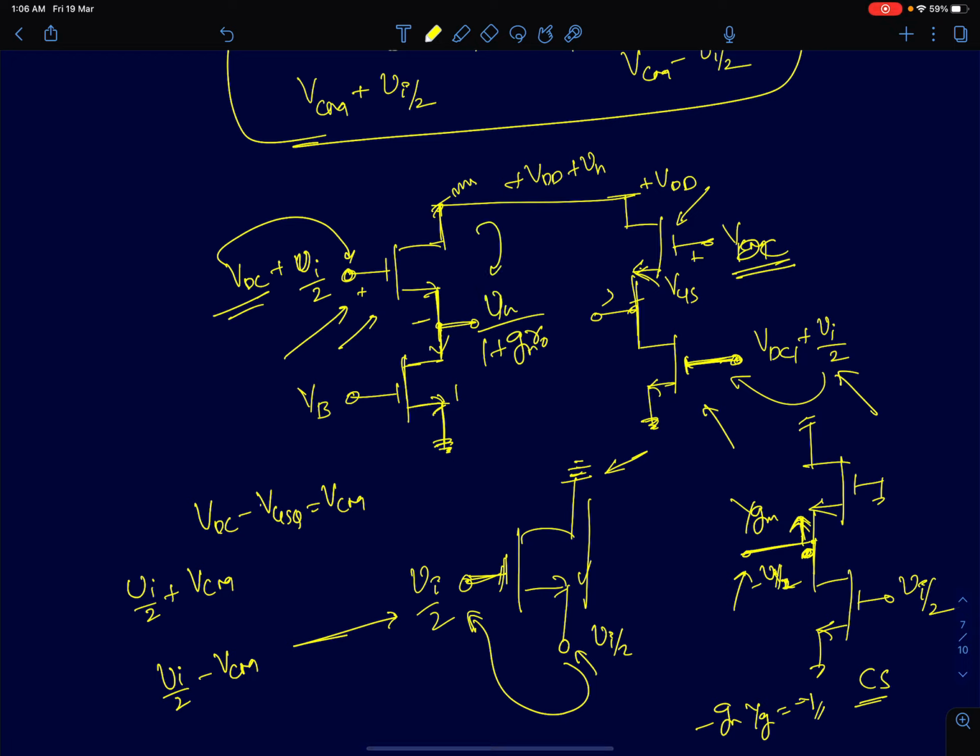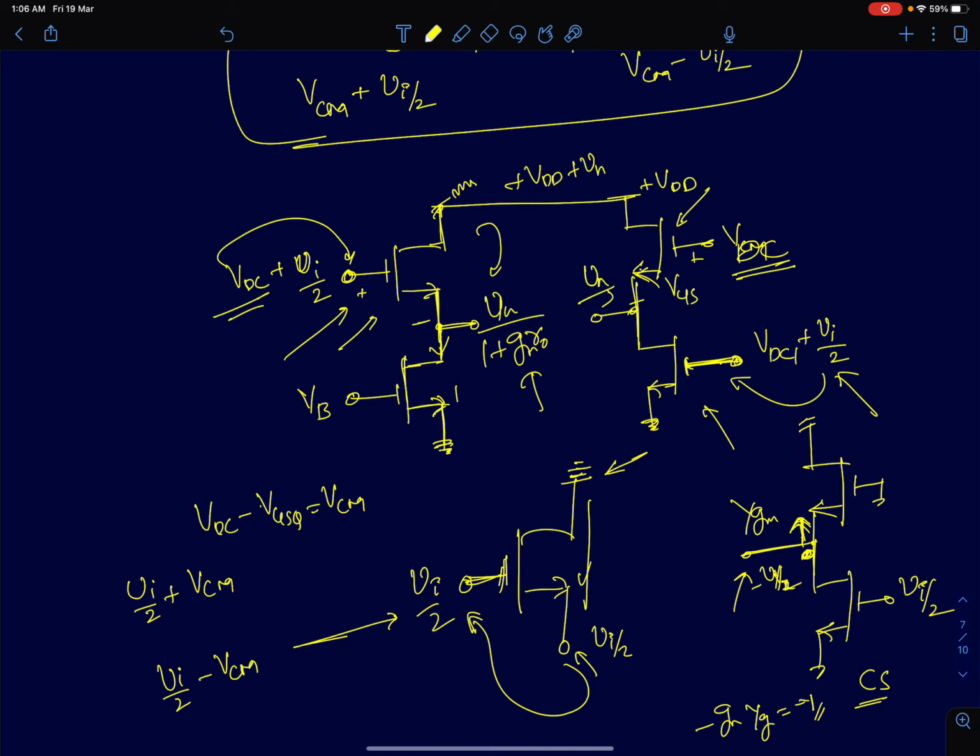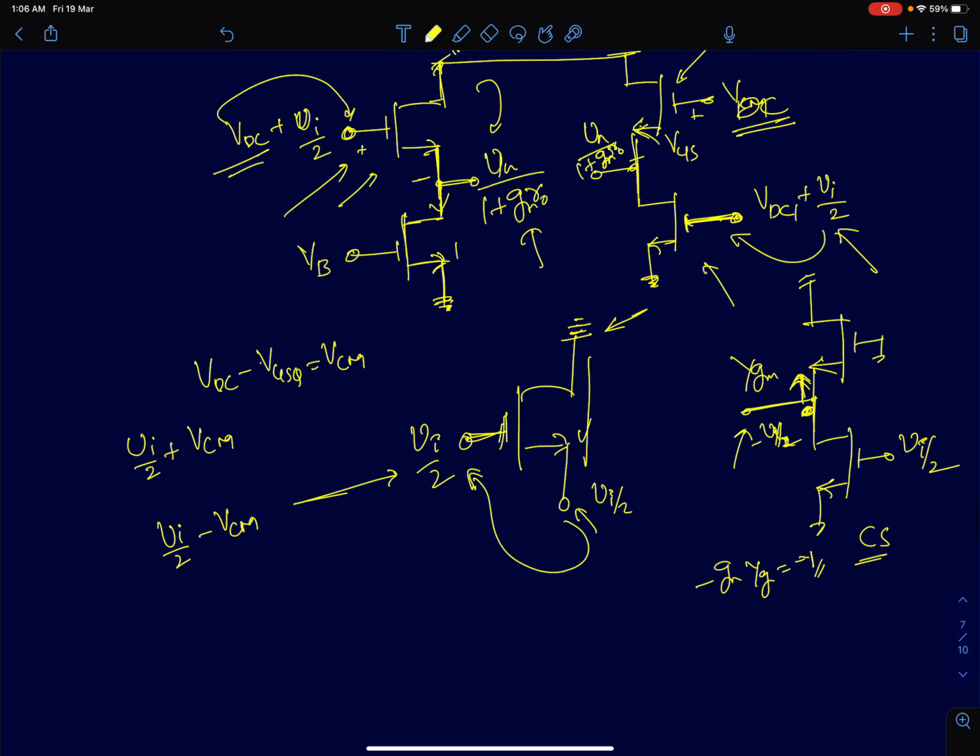So Vn by, and this is an approximation, it will be approximately Vn by 1 plus Gm R0. And this voltage will also be Vn by 1 plus Gm R0. So what you will receive is some constant times Vn, I am calling it alpha, alpha here being 1 by 1 plus Gm R0.